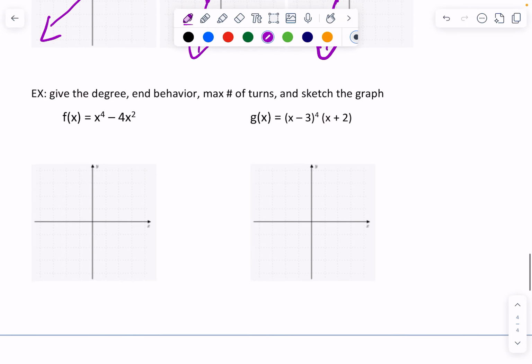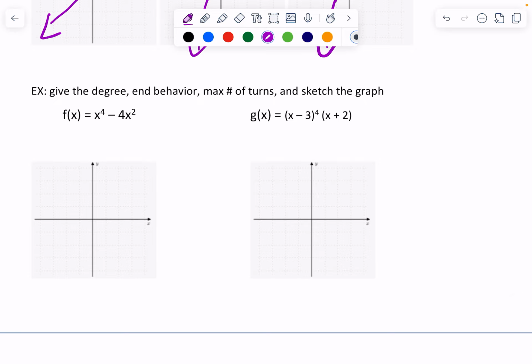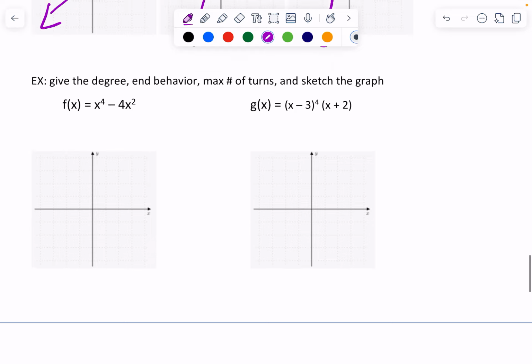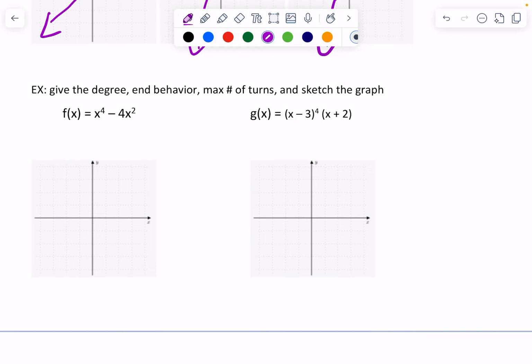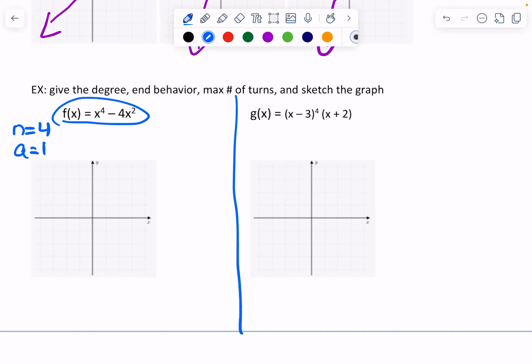Okay, let's look at more examples. So we're going to give the degree, the end behavior, and the maximum number of turns, and sketch the graph. Feel free to pause the video and try these on your own, and then continue to see if you got them correct. Okay, f of x equals x to the power of 4 minus 4x squared. So our degree here is 4. Our a is 1, which is greater than 0. The degree is even, so we know that the ends are both going to go up, and that our max number of turns is going to be 4 minus 1, which is 3.